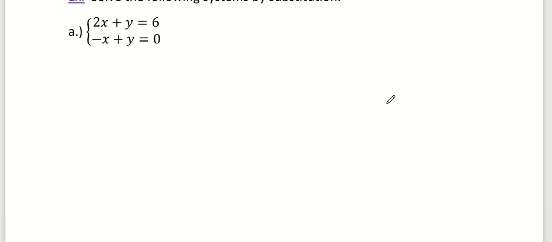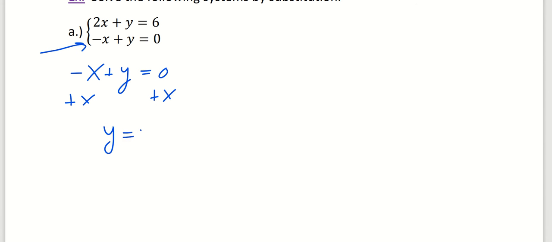So what I want to do is find one of these equations where I can very easily get a variable by itself. If I look at the second equation in particular, I can really easily get the y by itself. If I have negative x plus y equals 0, if I simply add x to both sides, that second equation would then tell us that y equals x.